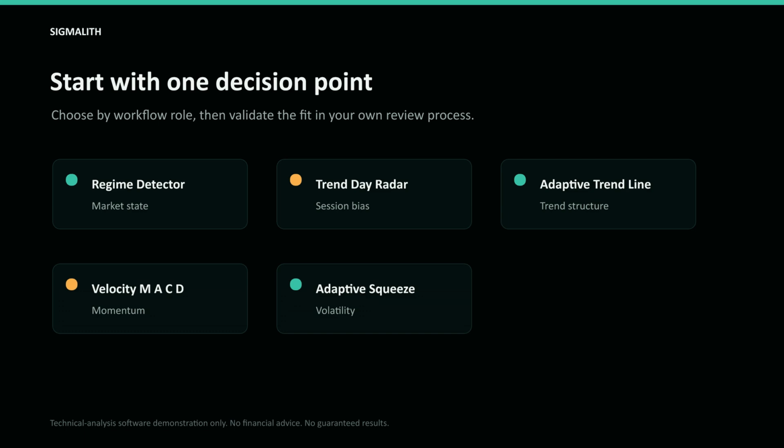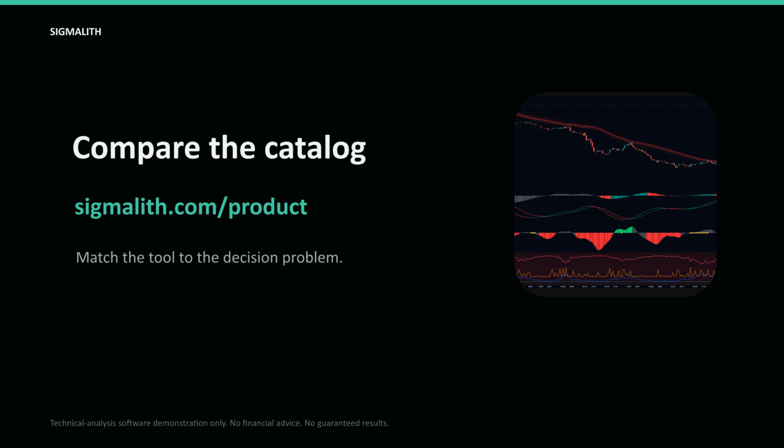Start with the decision point that needs the most clarity: market state, session bias, trend structure, momentum context, or volatility expansion. You can compare the full catalog at sigmalith.com/product. Review the chart examples, read the indicator roles, and choose the tool that matches the problem you actually want to solve. Thanks for watching.